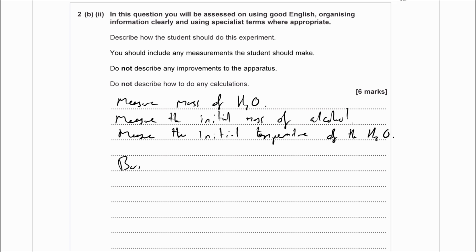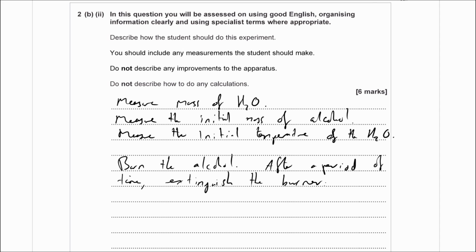All right, we're then going to carry out the experiment. So we then burn the alcohol, and after a period of time, extinguish the burner. All right, because we don't necessarily want to burn all of it. We burn an amount of it, and after a period of time, or after we've reached a certain temperature that we wanted to reach, then we can extinguish. Okay, so then we measure the final temperature.